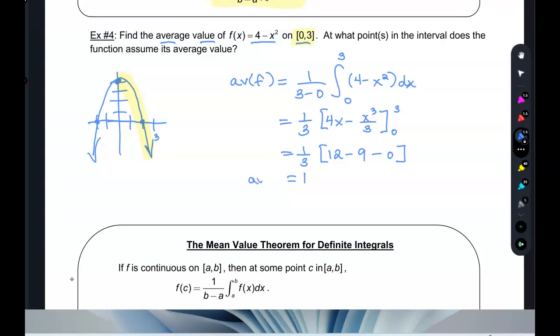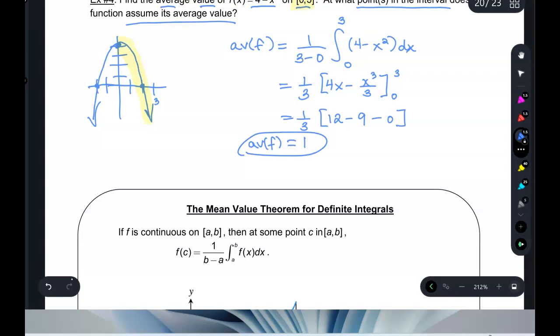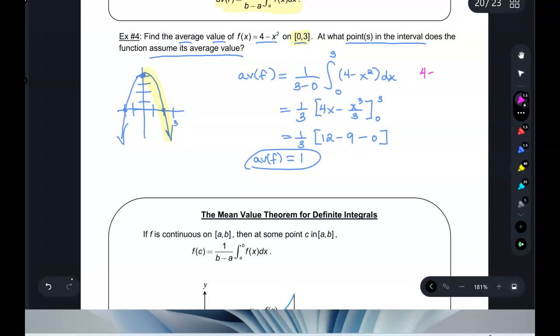So our average y value is equal to 1. Now we want to answer the next part: at what point in the interval does it assume its average value? How would we find that? We go back to 4 minus x squared and set it equal to 1. So we get x squared equals 3.